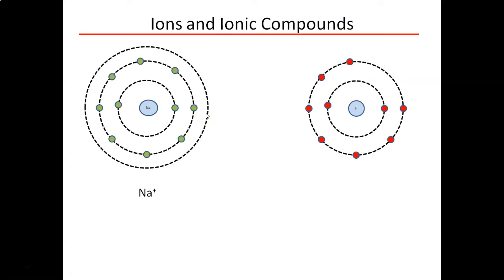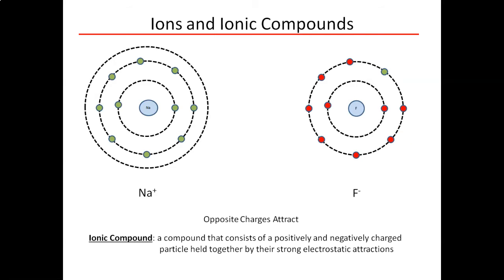And in the process it'll form a sodium ion. And the fluorine atom will gain 1 electron because it has 7 valence electrons, and it's easier to gain 1 instead of 7. It'll form a fluoride ion. And then because of electrostatic attraction, these two ions will attract and form an ionic compound, and we'll have an attraction between the two ions.